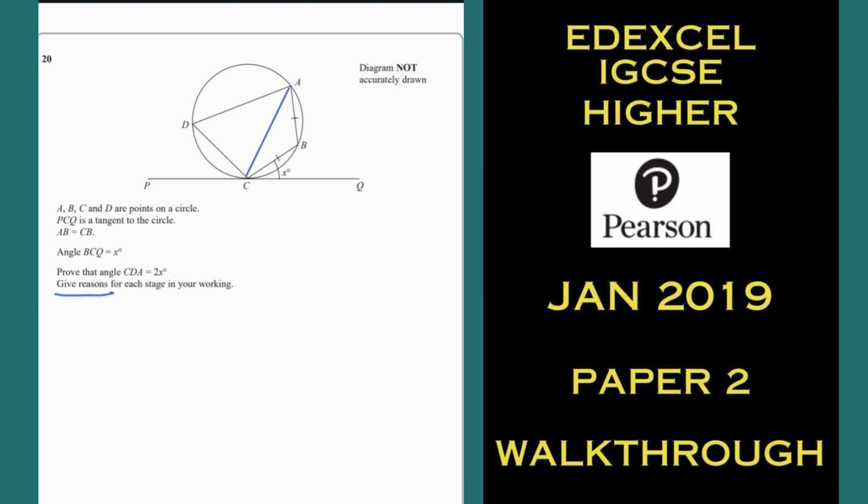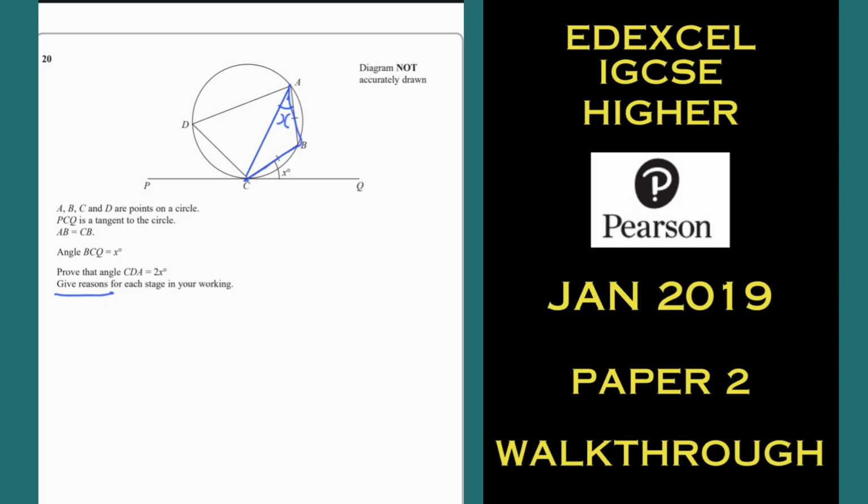Now I've added that line. Why have I added that line? Because it gives us triangles. Triangles mean in this one we have what's called the alternate segment theorem. So when a tangent meets the triangle ABC, we've got the alternate segment theorem, so that the angle at A is also X.